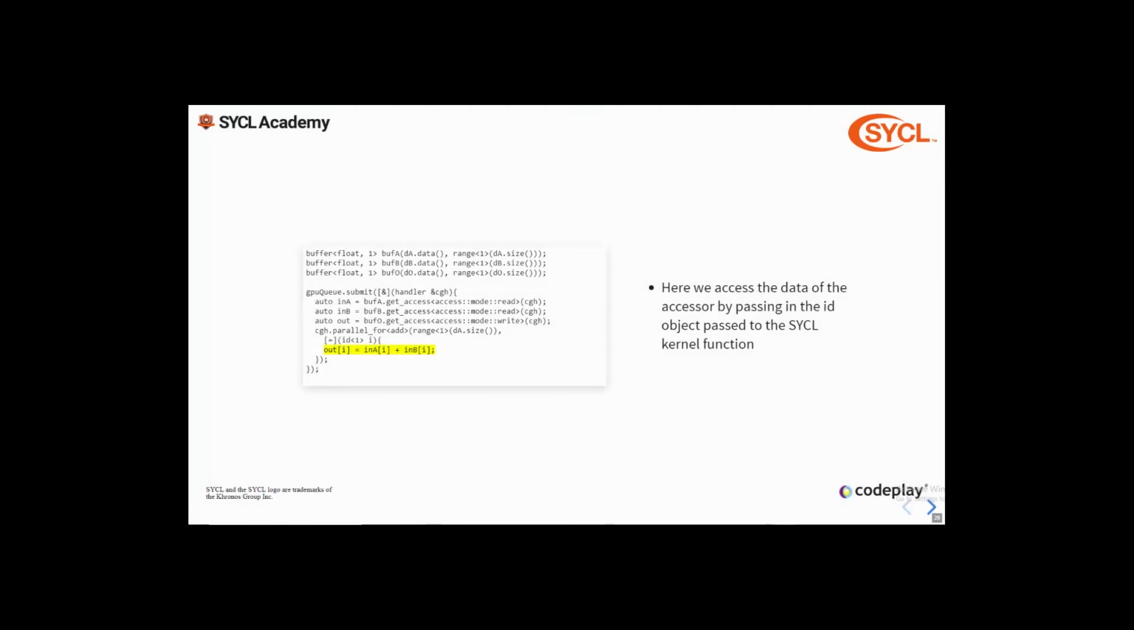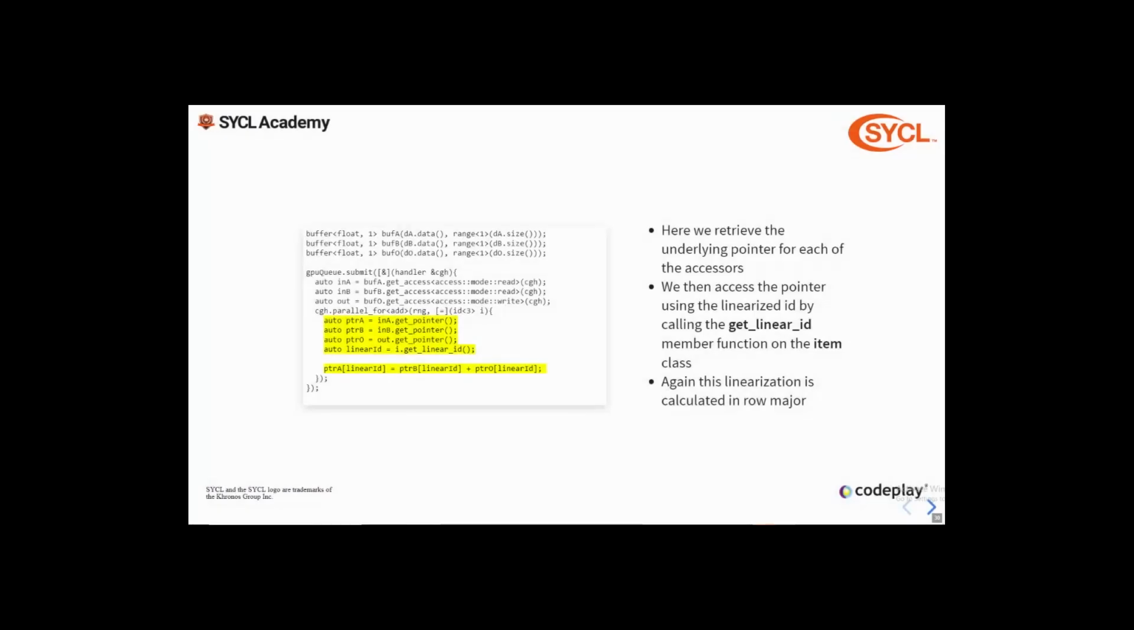Here we have an example of using the subscript operator of the accessors to access elements of the memory, passing in an ID. Here we have another example doing the equivalent, but by retrieving the multi_ptr for each of the accessors and using the subscript operator on the multi_ptrs to access the elements in memory. Here we use the ID's member function get_linear_id to retrieve the linearized ID. Again, this is in row major ordering, just like the subscript operator of the accessor.